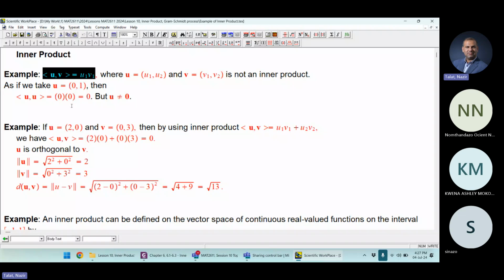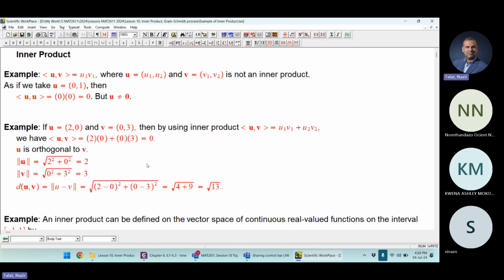In another example, you can see that u is the vector (2, 0) and v is the vector (0, 3), and then by using the Euclidean inner product from R squared, the inner product of u and v is u1 v1 plus u2 v2. So now what happens if we use this? We can compute the inner product of u and v, and this becomes 0. Remember that if the inner product between any two vectors is equal to 0, then we call both vectors orthogonal to each other. It means here u is orthogonal to v and v is also orthogonal to u. We will see the orthogonality in detail later on.